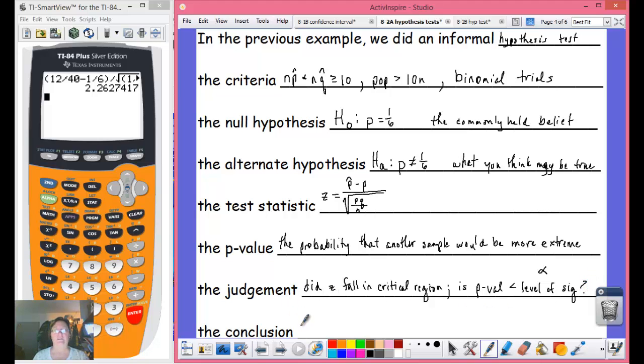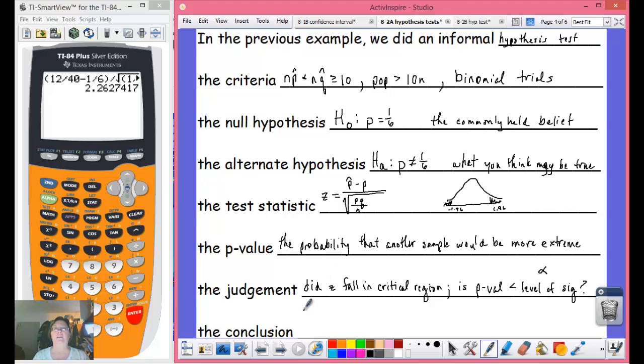You state your conclusion in a rather odd way. Again, we're setting up a formal test here, and there is language that must be followed. If your z did not fall in the critical region, and in our test, our critical region was here and here, we had to get beyond negative 1.96 and 1.96. If your z comes in somewhere between those two, what you're saying is that your sample's not strong enough to overturn the null hypothesis.